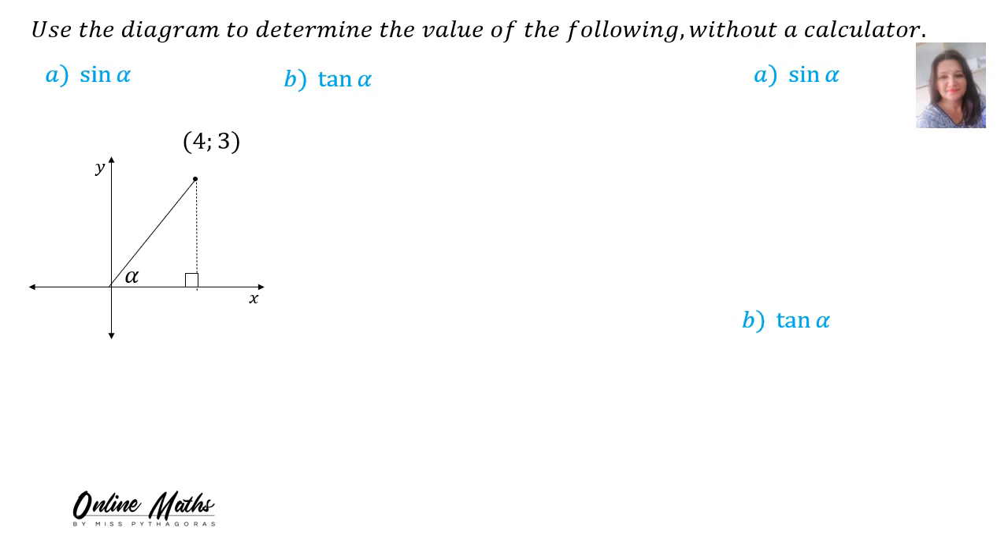Now the question is, use the diagram to determine the value of the following without a calculator. What we are looking for is sin alpha and tan alpha. Now, when we want sin alpha, right in the beginning in lesson 1, I said sin's ratio is opposite over hypotenuse. But I also said sin can be y over r, and that is what we are working out here. We are working with the x and y coordinate as well as r.